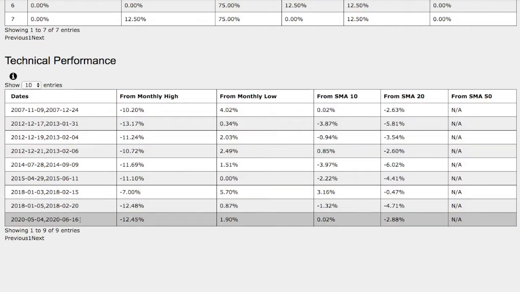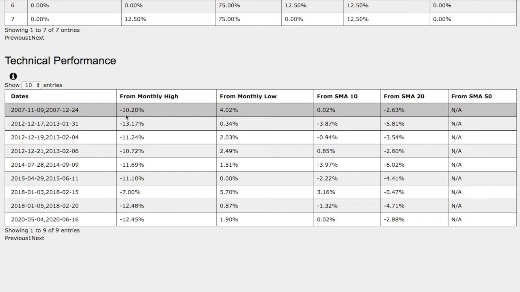On the current trend that we're in, we're only down 12% from monthly high, up 2% from monthly low, up 2 basis points from the 10 simple moving average, and down 2.9% from the 20-day simple moving average. There's none for the 50-day simple moving average because we're only examining a 30-day trend. And now the trend that we just found in the line graph: back then GDX was down around 11% from monthly high, up 0% from monthly low, down 2% from the 10 simple moving average, and down 4.4% from the 20-day simple moving average.